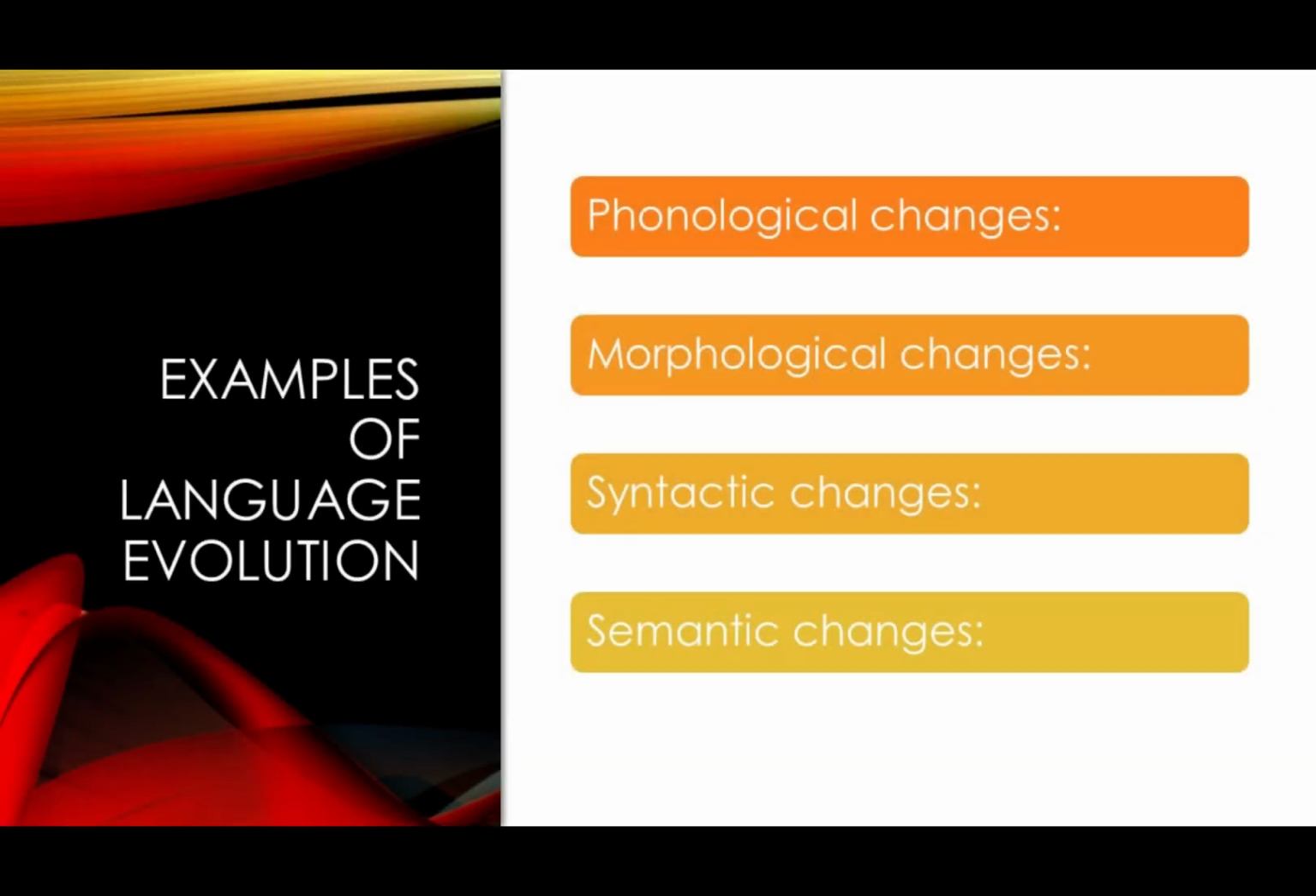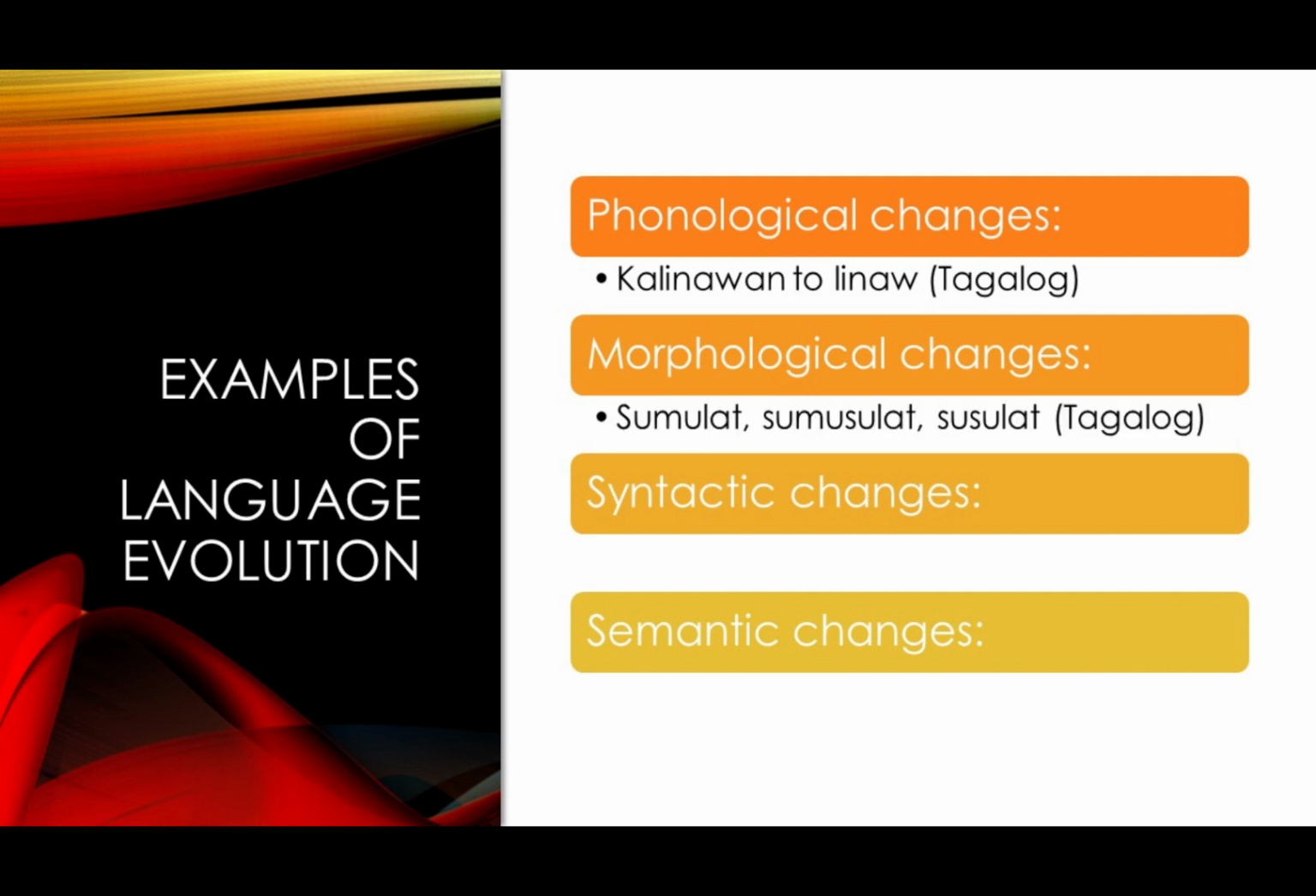Language evolution can be observed through phonological, morphological, syntactic, and semantic changes. For example, in Tagalog, kalinawan simplified to linaw. Morphological changes are seen in verb forms like sumulat, sumusulat, and susulat. Syntactic changes include the shift from VSO to SVO order influenced by English. Semantic shifts are evident in words like harot, which originally meant playful, but now often implies flirtatious.